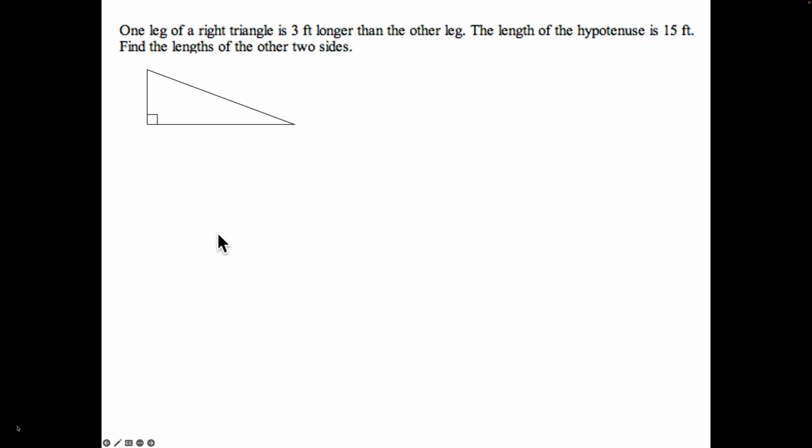All right, one leg of a right triangle is 3 feet longer than the other leg. The length of the hypotenuse is 15 feet. Find the lengths of the other two sides. Well, because you're working with a right triangle, we're talking about the Pythagorean theorem.